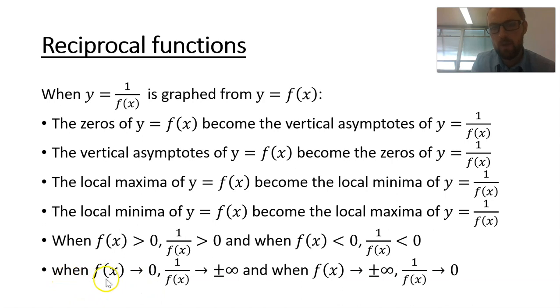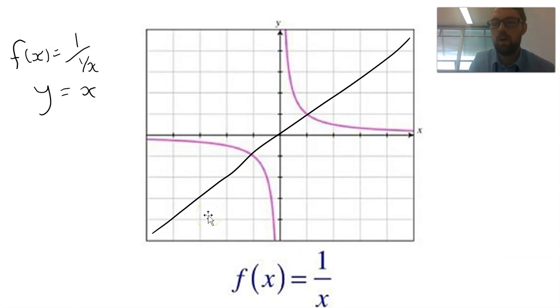And the last one here, we can see this again on our graph, we'll have a look in a second, but when our original function heads towards 0, our reciprocal goes to plus or minus infinity. And if our function goes to plus or minus infinity, our reciprocal function goes to 0. So you can see here that when our original pink function is going towards infinity down here, the reciprocal went to 0.